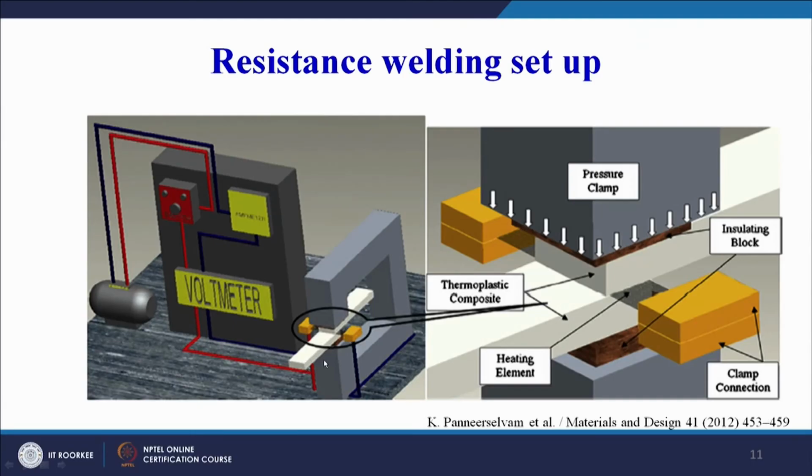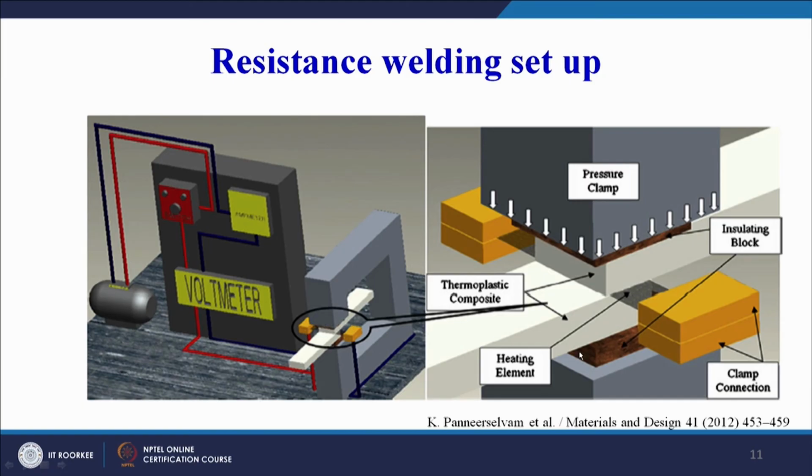Now this is a diagram we can see here. These are the two parts. This is part 1, the first composite adherent. This is the second composite adherent. In between we are passing the current here. So this is a lap joint configuration, and when we pass the current, heat will be generated here and we will be able to form the joint.